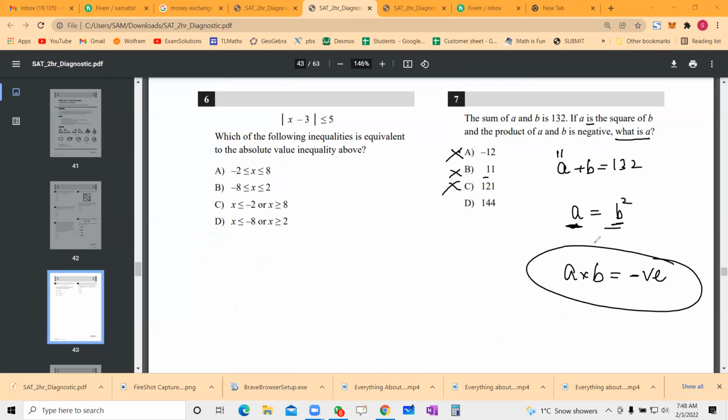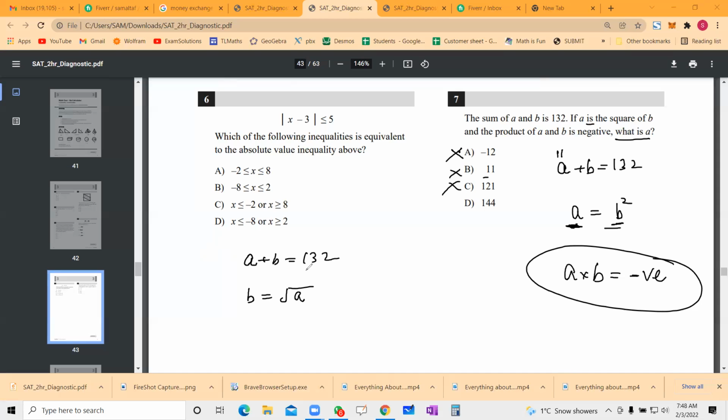So I'll write it here. If A plus B is 132, and if A is equal to B squared, doesn't that mean when you square root it, B is equal to square root of A? Okay, so now let's plug in which number is working in both the equations.